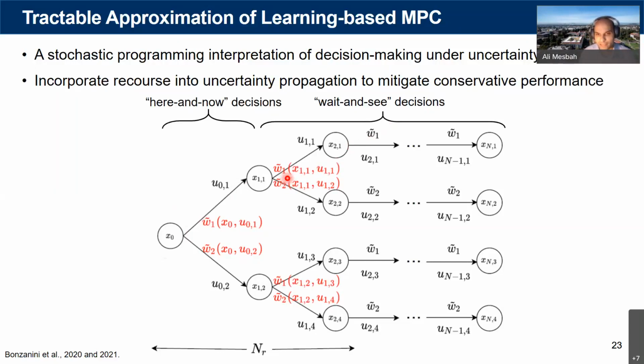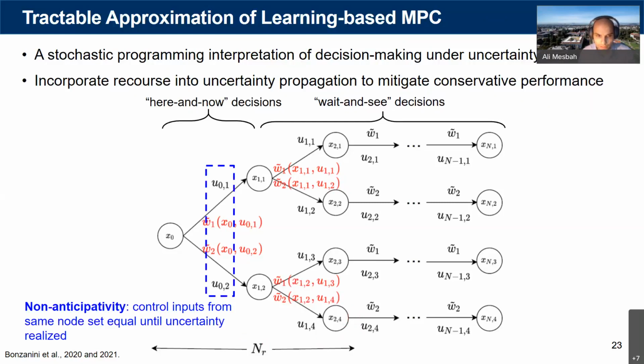And again, a common practice in stochastic programming is that you stop branching your tree after some robust horizon, after some number of steps into the future. Why? This is to mitigate the computational complexity of these uncertainty propagations. So by avoiding branching after the robust horizon MR, you no longer consider multiple scenarios for your uncertainty.